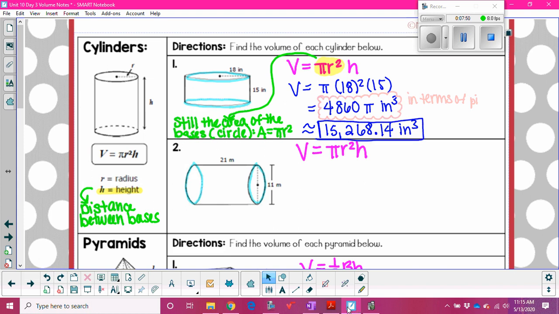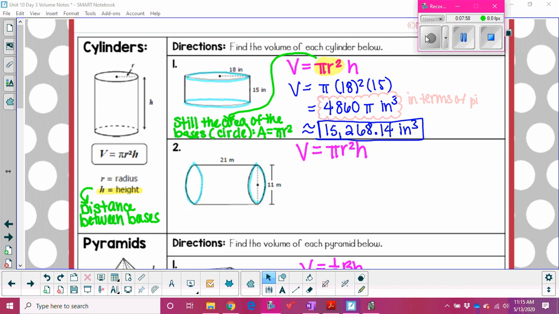Okay, pause the video and do number 2, and then check back and see if you got the answer right. Looking at this, I don't have my radius, I have the diameter, but that's okay because I know the radius is half of the diameter. So our radius is going to be 5.5 because the diameter was 11. So we have pi times the radius, 5.5 squared, times the height, the distance between the two bases, which is 21.